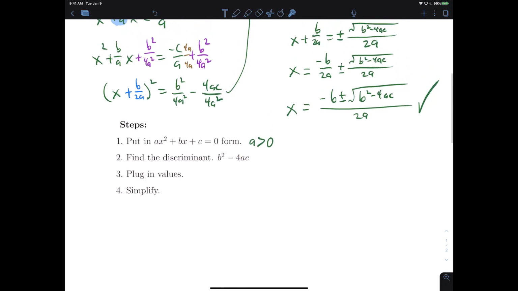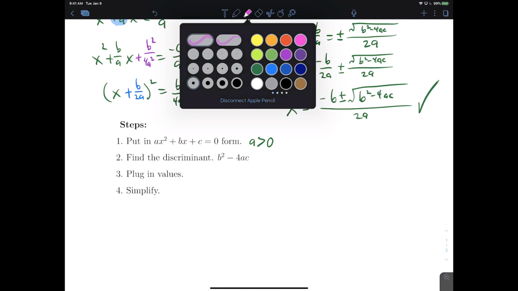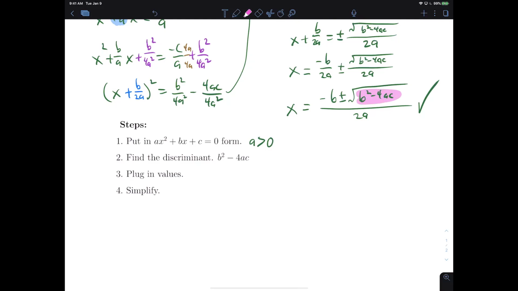Now, the discriminant is simply what we have underneath the radical, and the reason that we call it the discriminant is because it discriminates between the number and type of solutions. And the reason that happens is because it is underneath the radical. So if you have the square root of a negative, that gives you an imaginary number. The square root of 0 is 0, and the square root of a positive is a positive real number. So that's actually going to be the differentiation between the number and types of solutions.